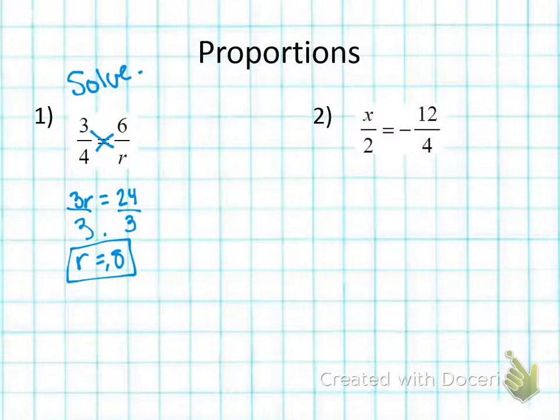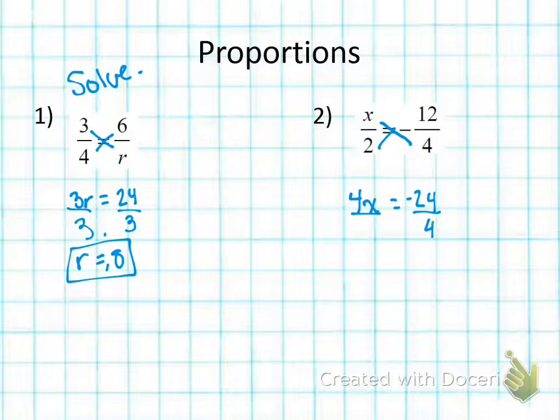So number 2. Let's try it again. X times 4 is 4x. Good. And then we got 2 times, and we have a negative sign. 2 times negative 12 is negative 24. Are there any subtraction signs? Oh, that's not subtract, that's a negative by the x. It would be negative, divide by 4, right?